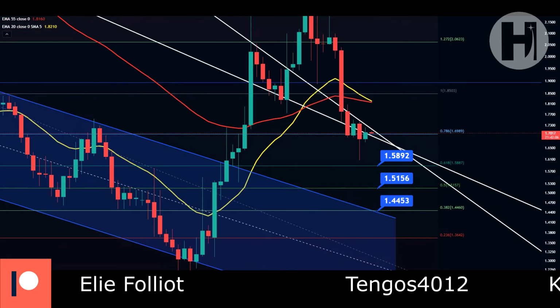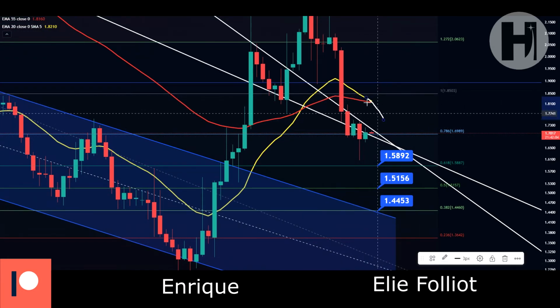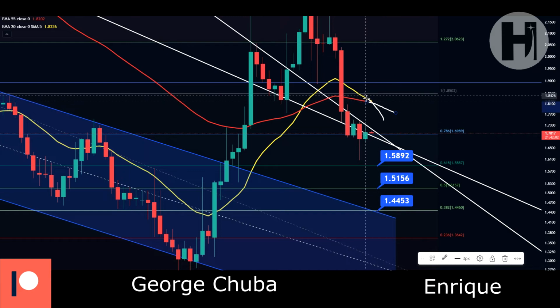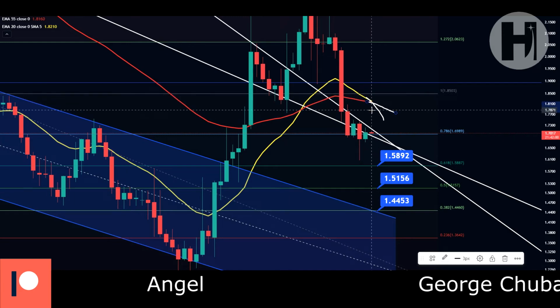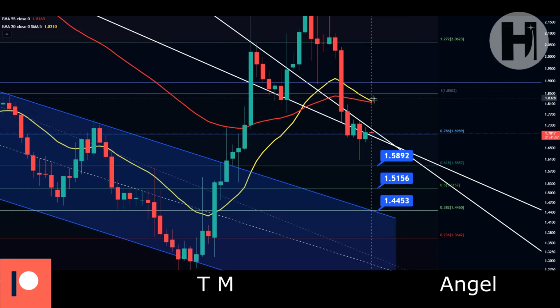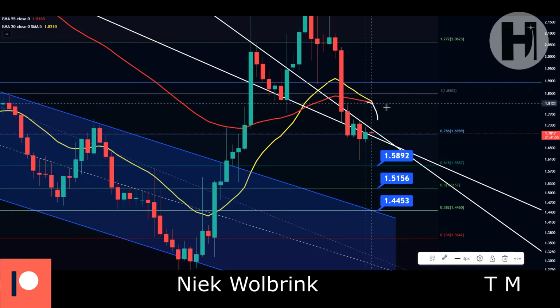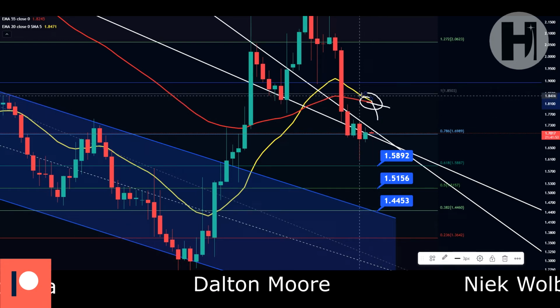Also, we're getting a bearish cross here. As you can see, the 20 EMA is about to cross the 55 EMA. So the yellow line is about to cross the 55 EMA. And once this happens, this is your downtrend confirmation on the daily.